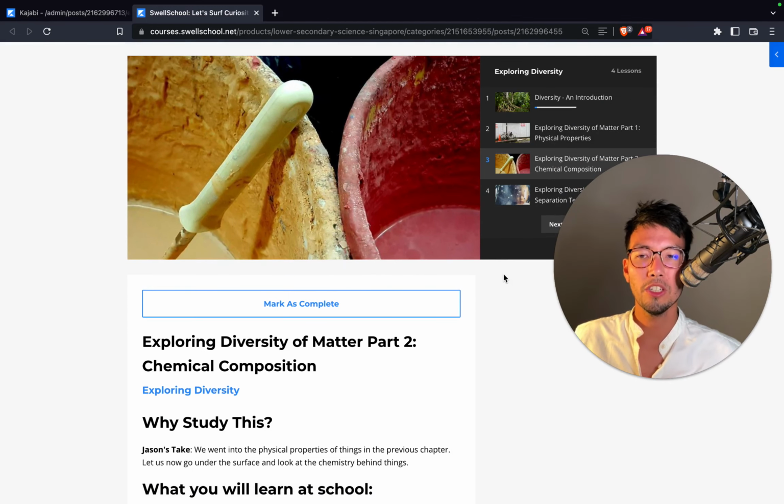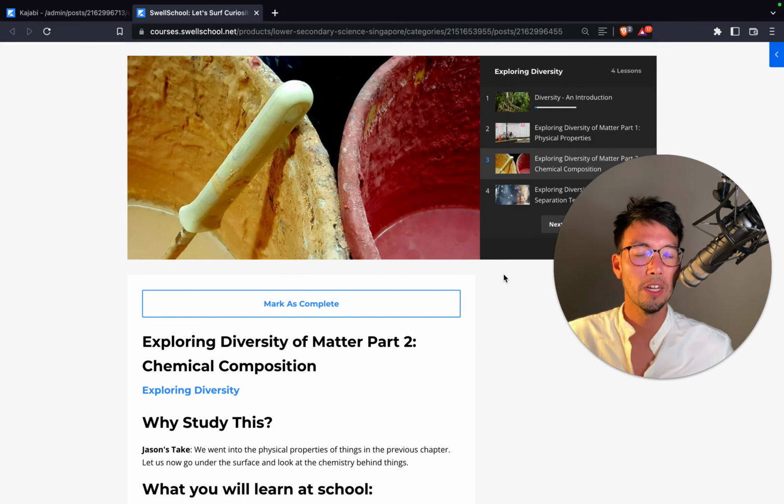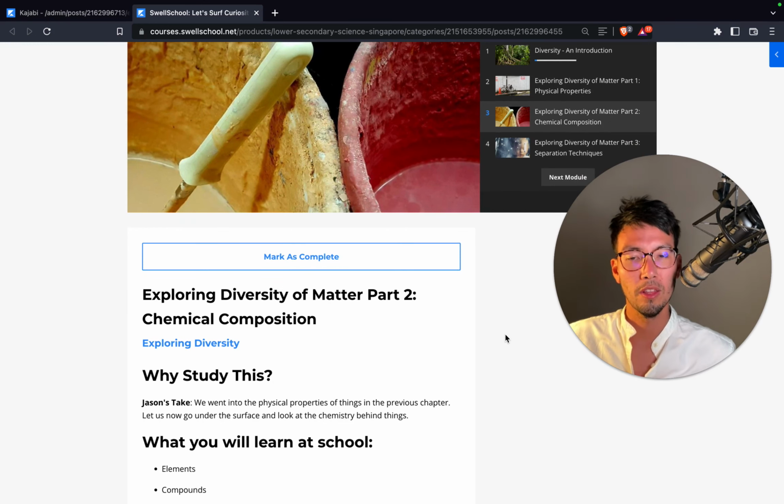So we'll be looking at chapter 2 today of exploring diversity of matter. In chapter 1 we looked at the physical properties of things and how we can use that to classify things. In this chapter we'll be looking at chemical compositions of materials, so a little bit under the hood compared to in the previous chapter.